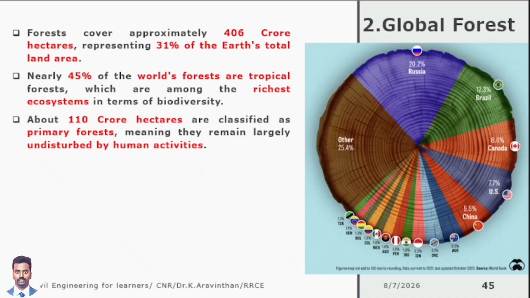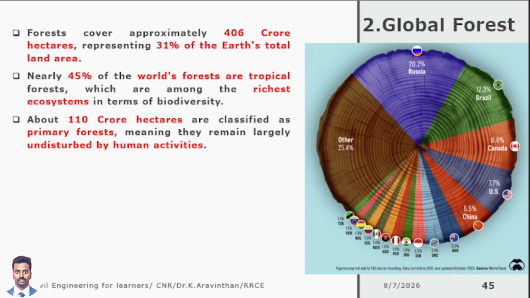Which country has the highest amount of forest? Russia. Why? Because they have boreal forest on half of their land. The next is Brazil. We think the greatest forest is in Brazil, which is the Amazon forest, but it is not. The largest forest is in Russia. Then the third one is Canada. These are the top 3 countries having forest.